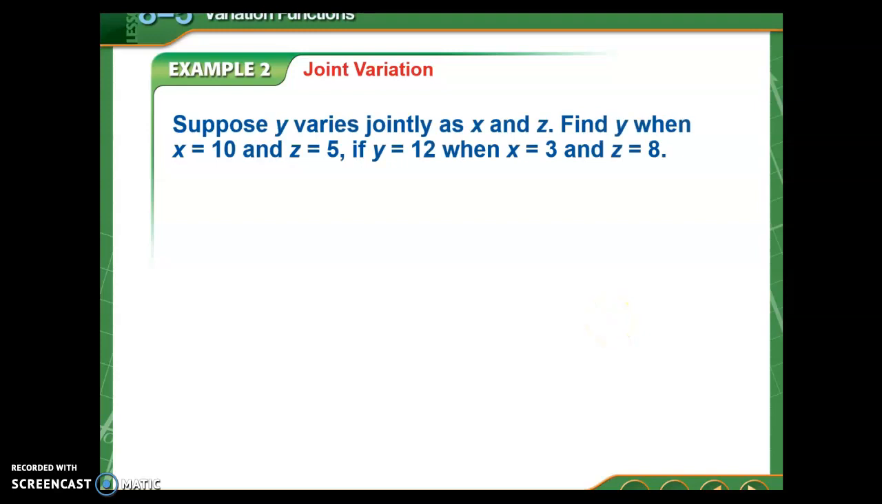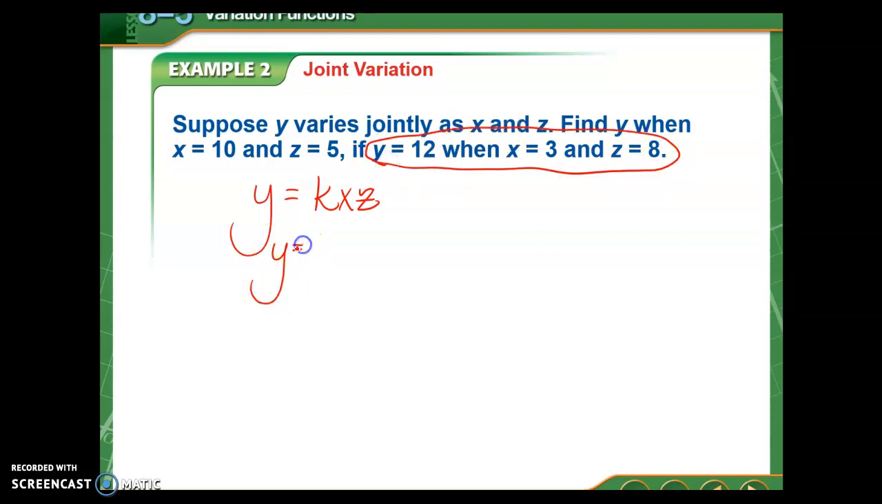So if I wanted to find my constant, y equals constant k times x times z. Again, both methods here. We're going to find y in this situation. So this is everything. I'm going to use that one to find my k.